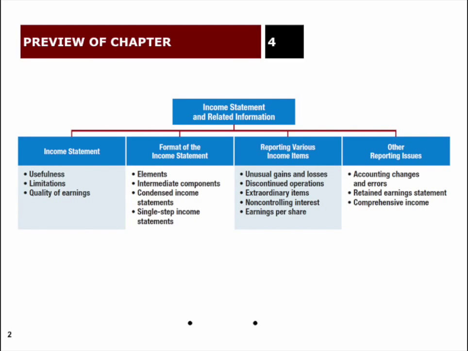I will also talk about the various income statement items and how they are reported, like unusual gains and losses, discontinued operations, extraordinary items, non-controlling interests, and earnings per share. I will also talk about other reporting issues like accounting changes and errors, retained earnings statements, and comprehensive income. So stay tuned.